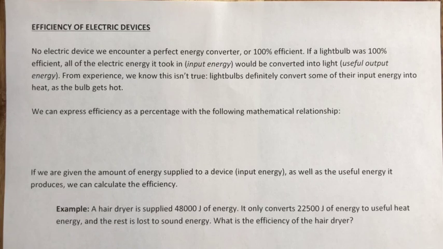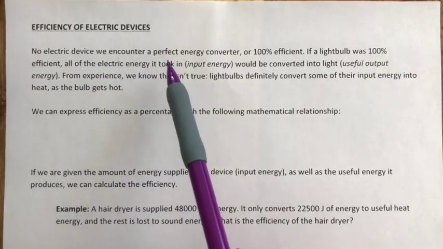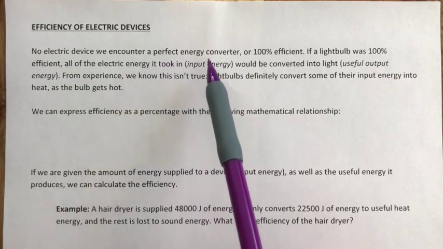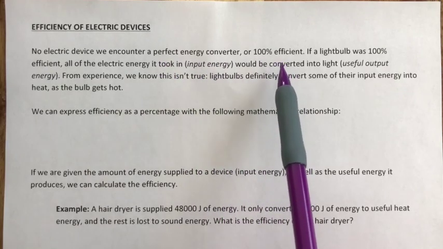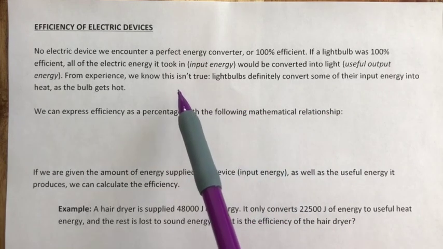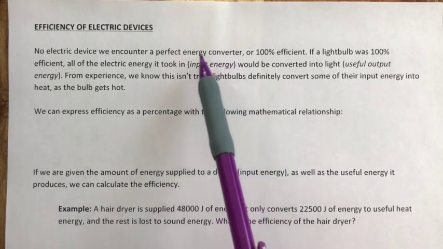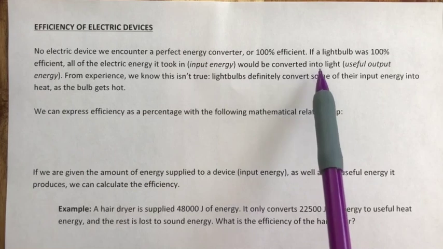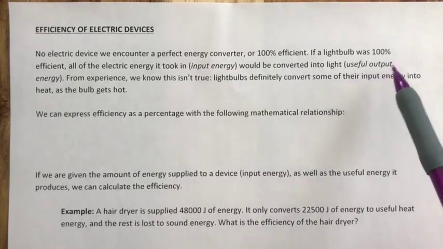So that's where we get this first statement: no electric device we encounter is a perfect energy converter or 100% efficient. If a light bulb was 100% efficient, all of the electrical energy it took in, which we refer to as the input energy, would be converted into light energy, which is the useful output energy.